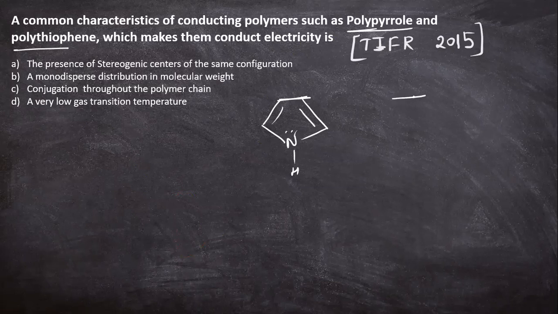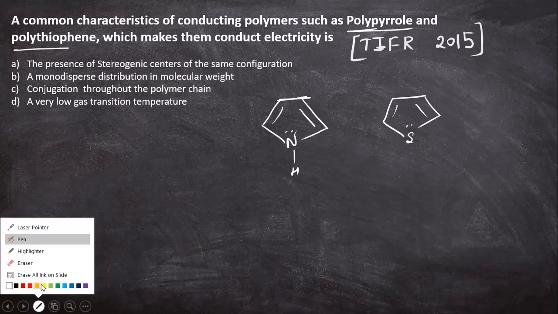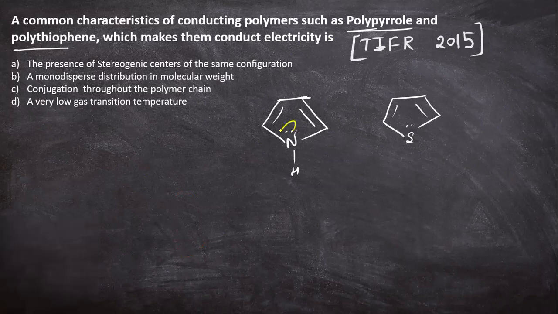Okay, and polythiophene's sulfur like this. If we see this, definitely these are aromatic, with movement of pi electrons. Conjugation will be there, so movement of electrons will be there, and just because of the movement of electrons they conduct electricity. So the best reason is the conjugation throughout the polymer chain. Due to the conjugation, they will be involved in conducting electricity. This was the question asked in TIFR 2015.